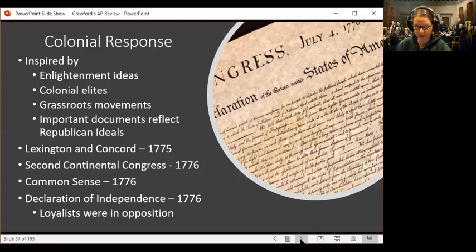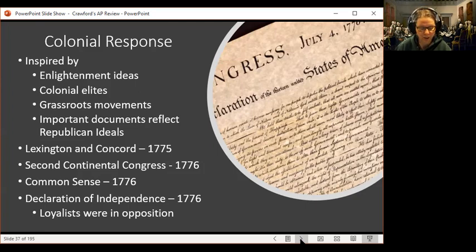He's inspired by other Enlightenment ideas like natural rights by Locke, and consent of the governed by Rousseau. And this Declaration of Independence is chock full of Enlightenment ideas. It is made public on July 4th, 1776. But understand there is a sizable number of loyalists who are in opposition to this.